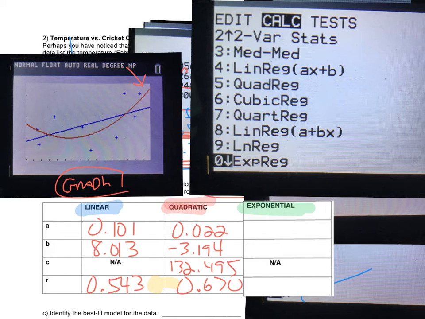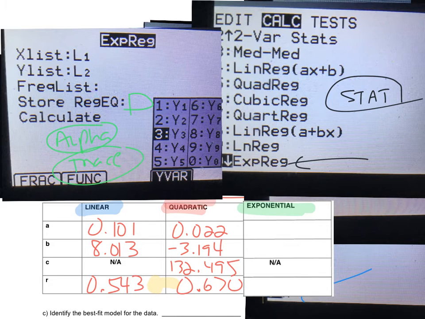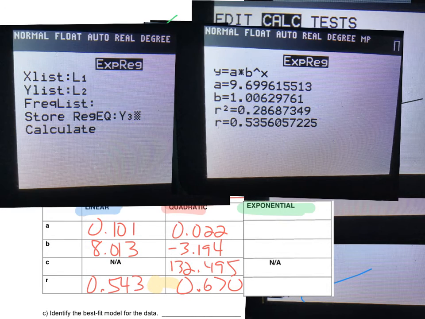Now we want to go and create an exponential model. So one more time, we'll go to stat and then calculate. But now we're going to go down to option 0, which is the exponential regression model. And remember, for the exponential regression model, while the cursor is next to store regression equation, you want to go alpha and then trace, and then save the exponential model, store that into Y3 of your calculator. So for our exponential model, our A is 9.7, with the 6 rounding the 9 up to 10, and then the 6 up to 7, so 9.700.